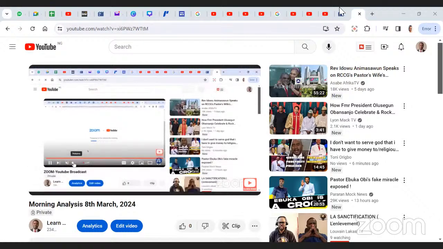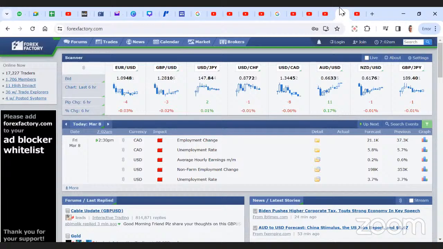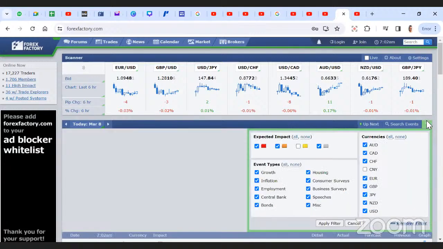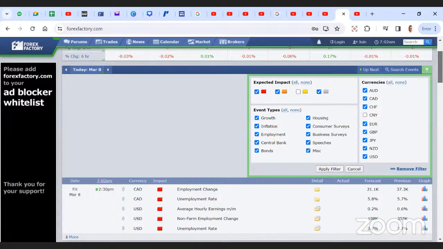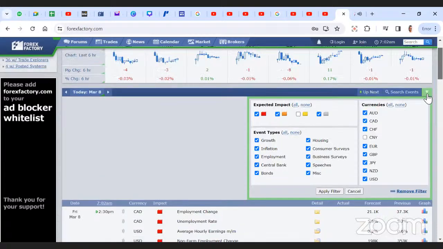So today we have a serious high impact event. It starts by 2:30 p.m. All the tradable events today are going to happen at 2:30 p.m. We don't have any events this morning. Let me just confirm. Yeah, we don't have any tradable events, no event at all this morning.